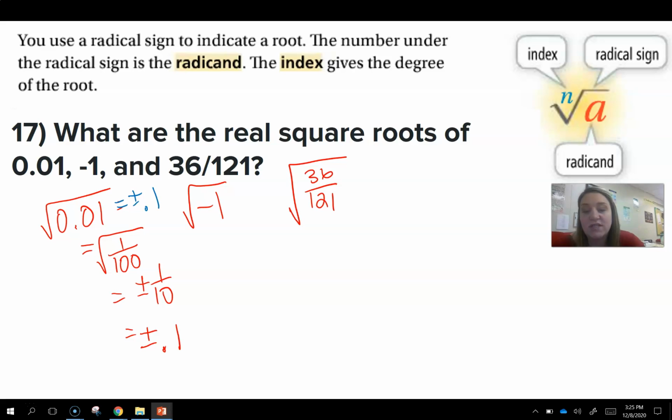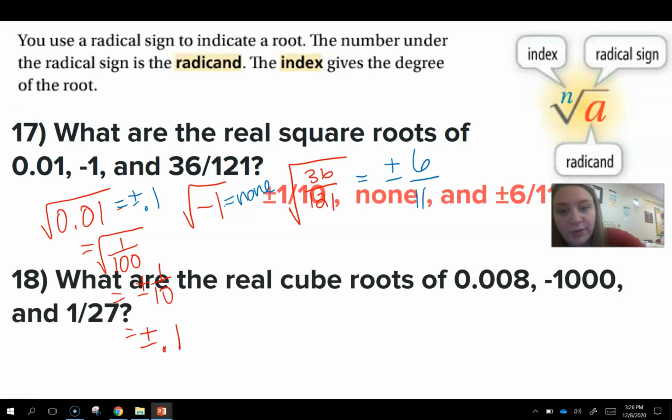All right, what's the real square root of negative 1? There isn't one, right? That's where my i comes in. So this can't happen. Okay? There is no real square root of negative 1. A real square root of 36 over 121, well, just like my first example, do the square root of each piece. The square root of 36 is positive and negative 6. The square root of 121 is positive and negative 11. All right, so those are what our real square roots are.